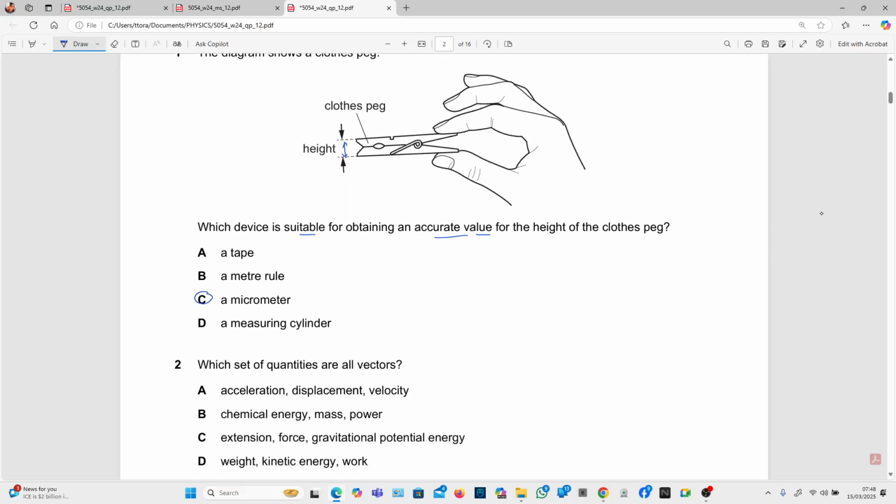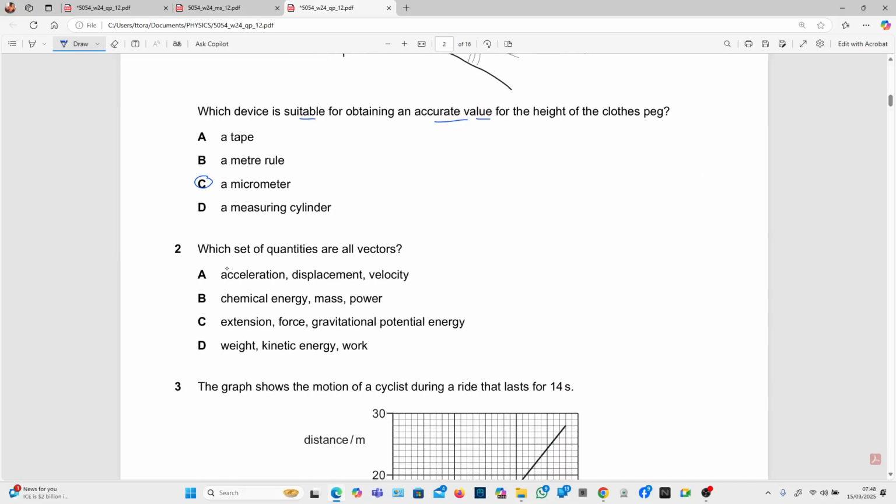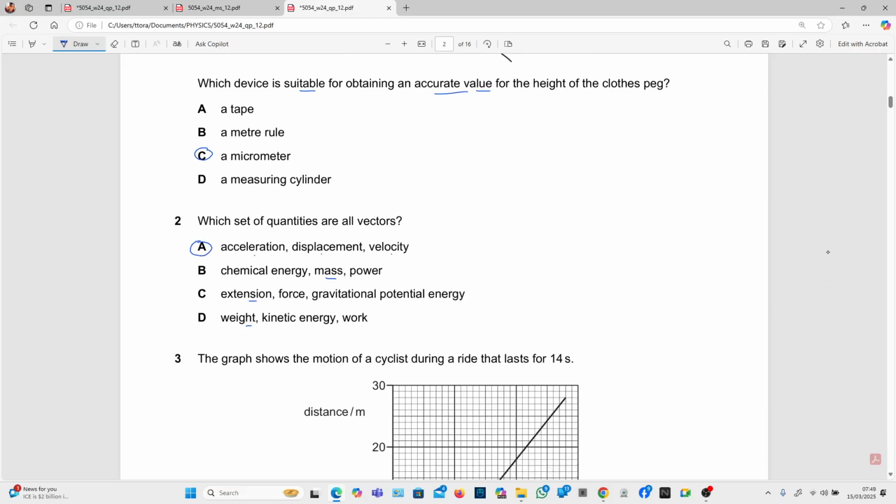Okay, so now, which set of quantities are all vectors? A chemical energy mass is not a vector. Extension, force, gravitational potential energy. Extension is not a vector. Weight, kinetic weight is not a vector. So we have acceleration, displacement, and velocity. Answer is going to be A.